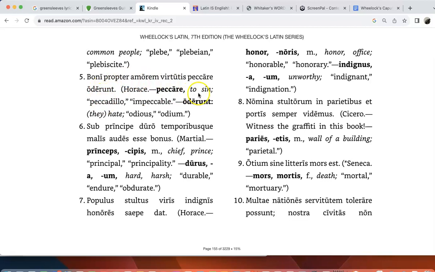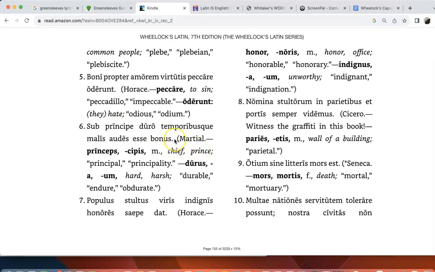And then oderunt, hate. So remember, if it's in italics, that's our translation. And then what's the infinitive? To sin. And so that's where we get the word sin in Latin, something wrong with your heart or your interiority. All right, number 6, sub principe duro temporibusque malis audes esse bonus.